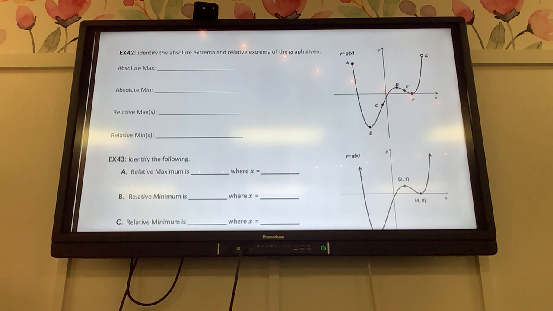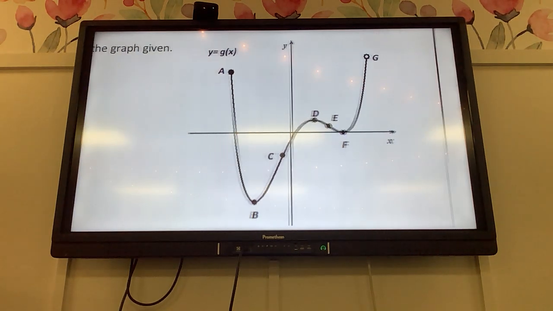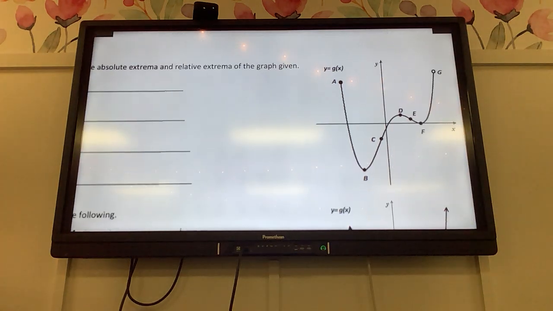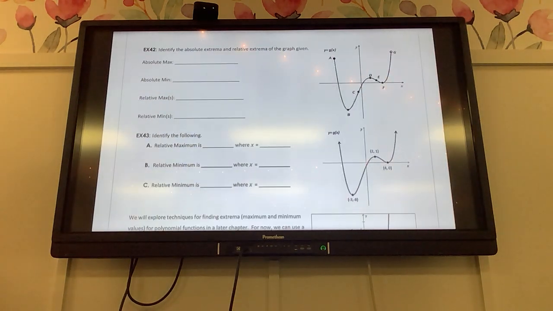So on this first question, it says, what is the absolute maximum? So if I'm looking at my graph, what is the very, very highest point? G, but what is wrong with G? It's not a hump. It's the highest, but it's an open circle. Yeah. So it's not included, so it can't technically be your absolute max. So we're going to put none here.